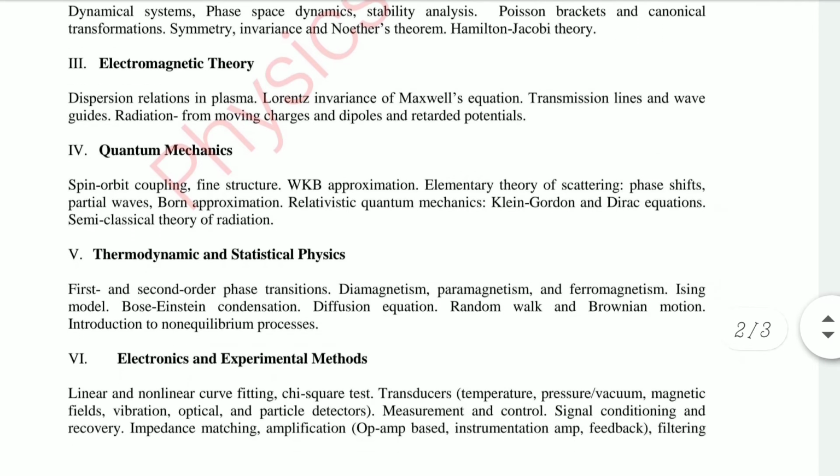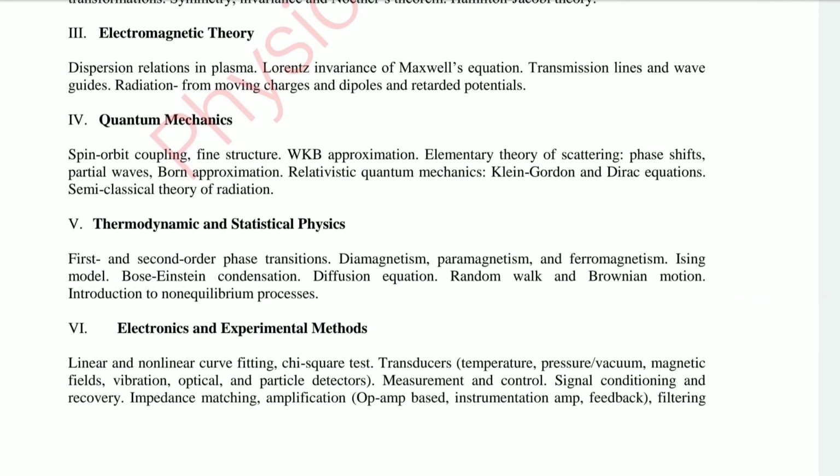And the fifth unit, thermodynamics and statistical physics. Here in the sections you have to notice first and second order phase transitions, diamagnetism, paramagnetism and ferromagnetism, Ising model, Bose-Einstein condensation, diffusion equation, random walk and Brownian motion.